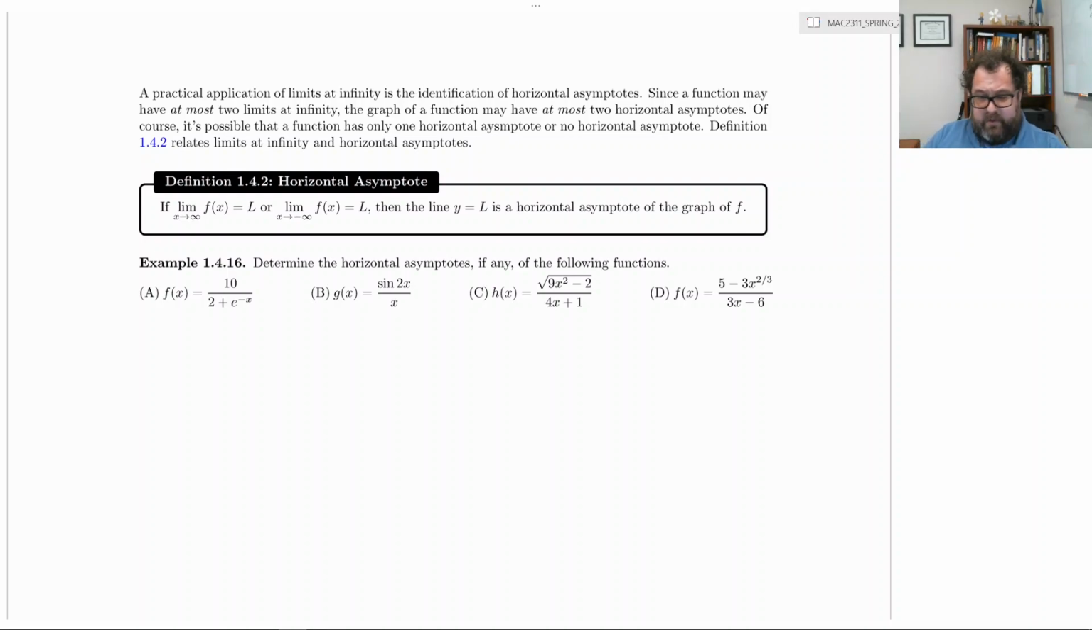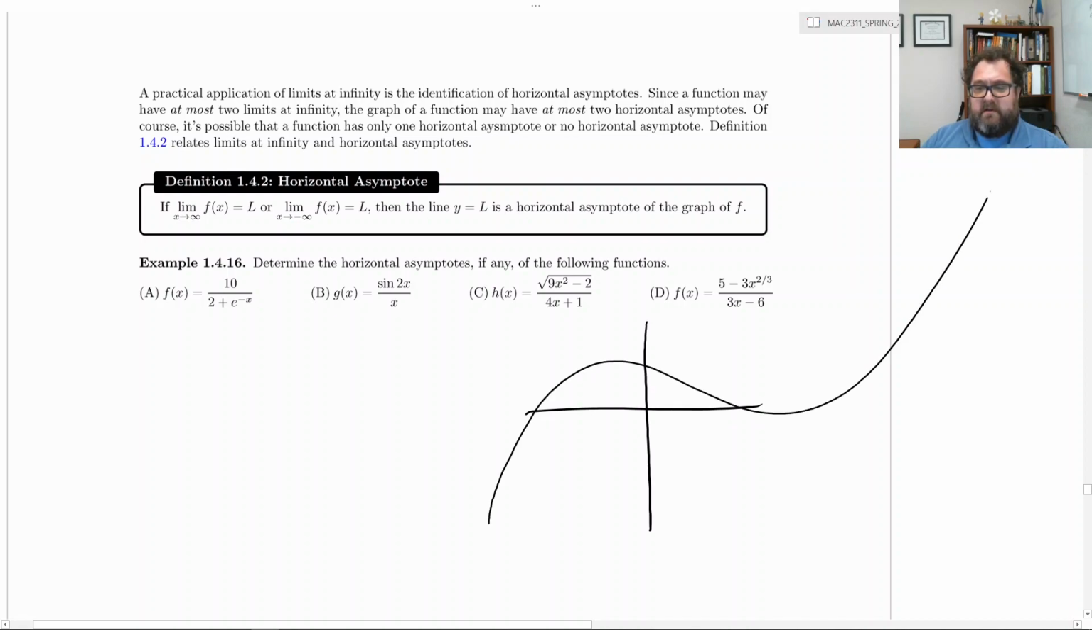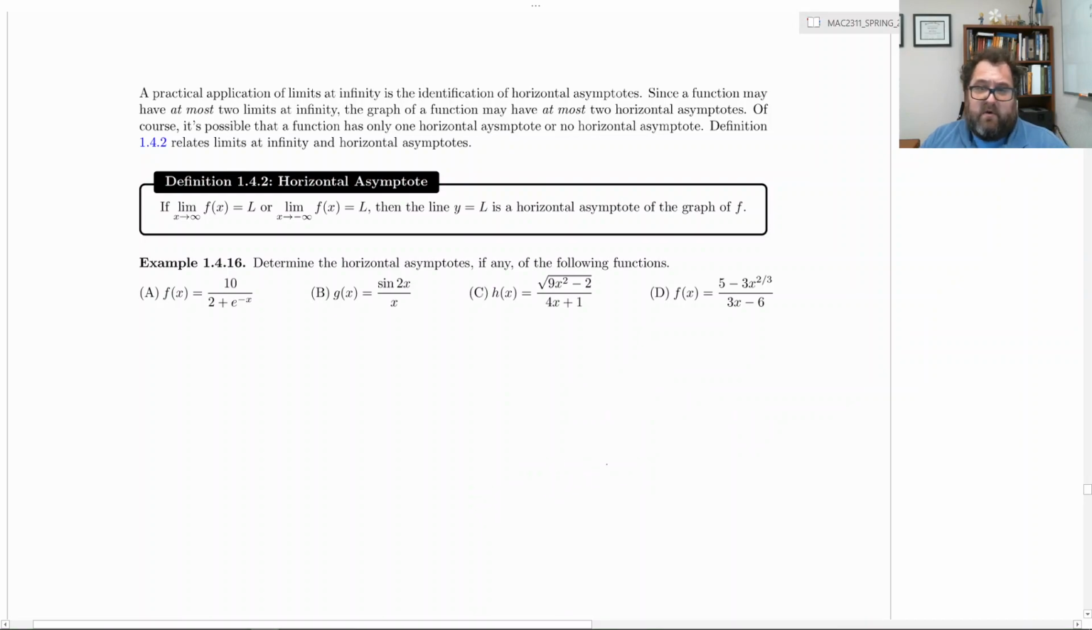Think about it. As we saw a few videos ago with polynomials, polynomials have these nice smooth curves, stuff like this. Polynomials don't have any horizontal asymptotes. They will always have limits at infinity that are equal to either positive or negative infinity. It's also possible that you could have all kinds of crazy stuff where there's no horizontal asymptote.